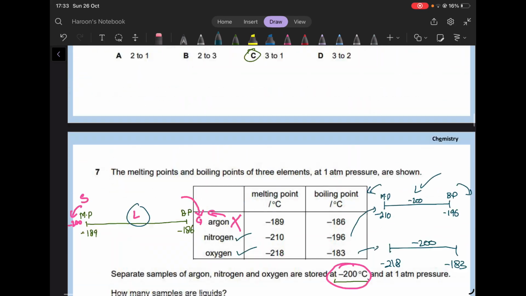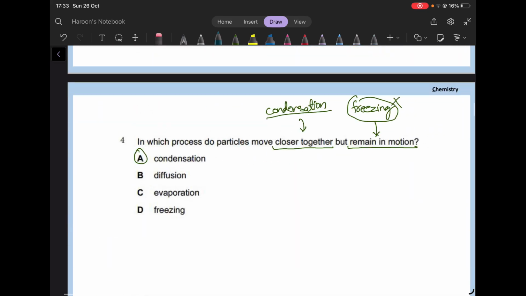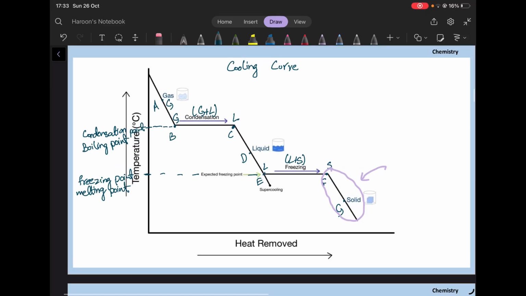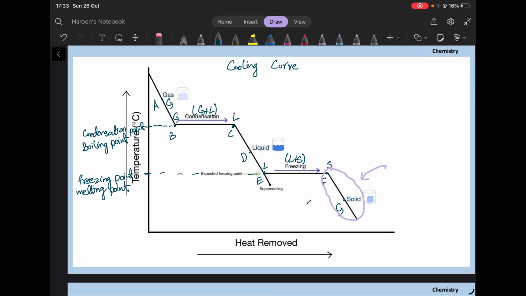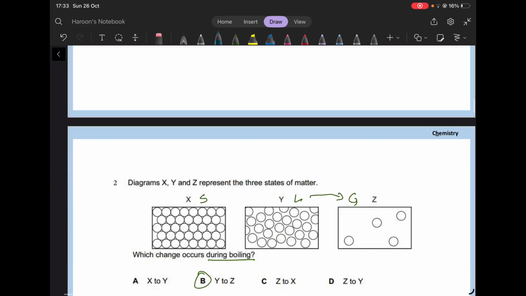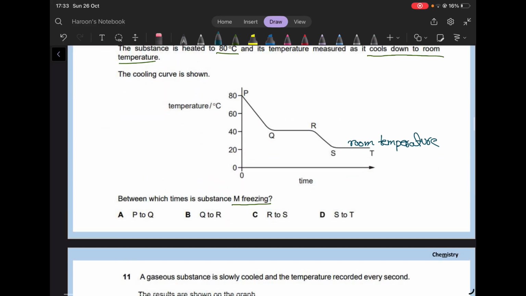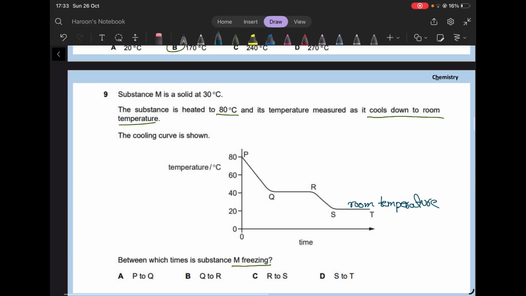I'll go back to the notes part, just to let you guys know that during our cooling curve, you can see it did go down after this change in state, right? After freezing, the temperature did go down. But over here, you can see the temperature did not decrease. That means this was the room temperature.